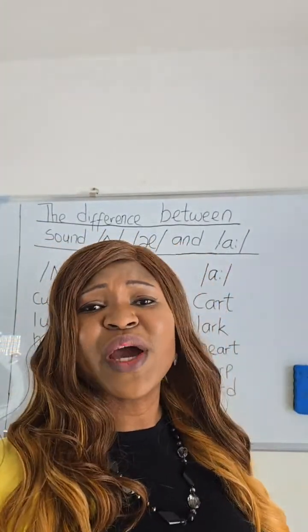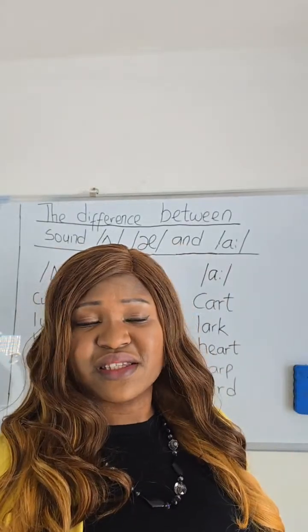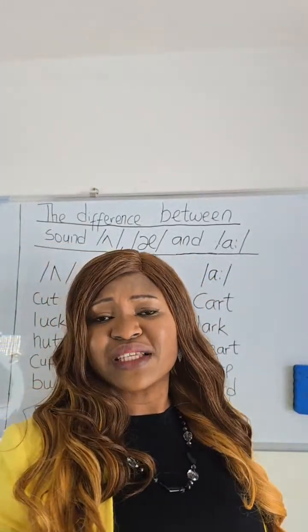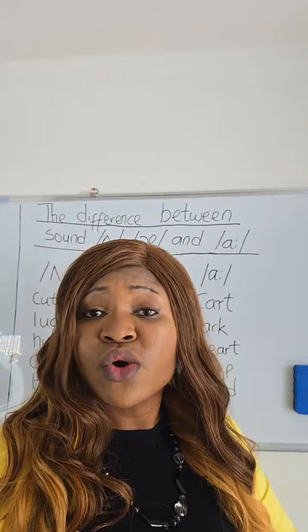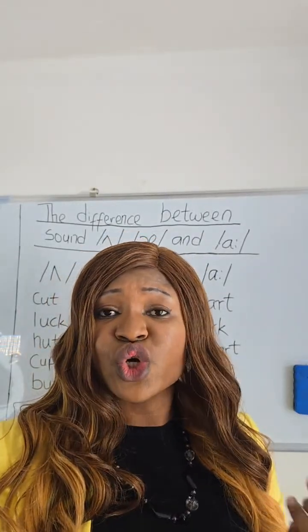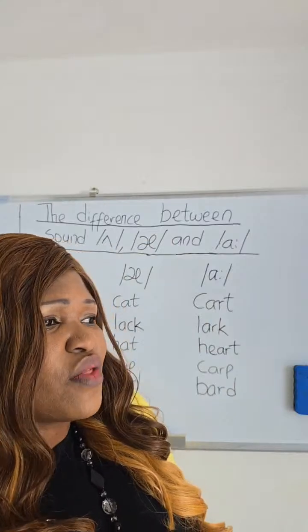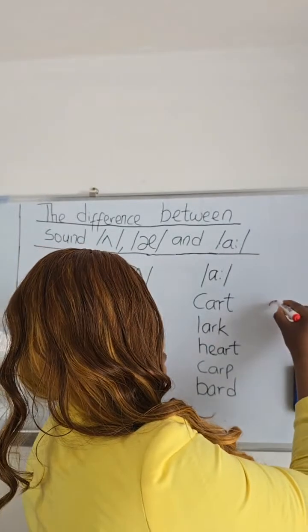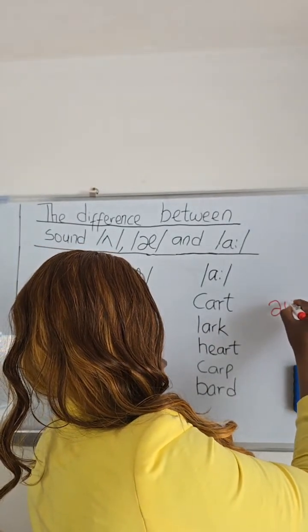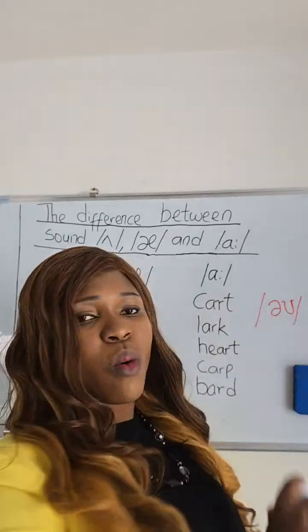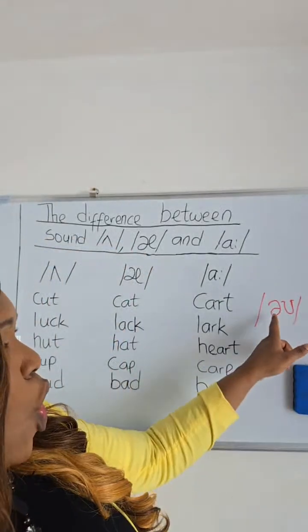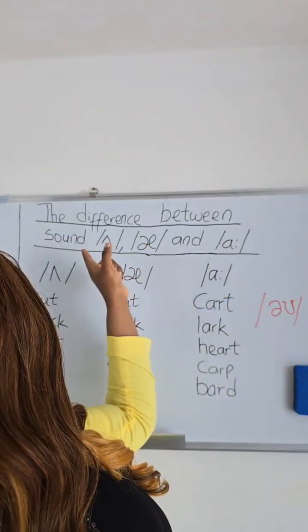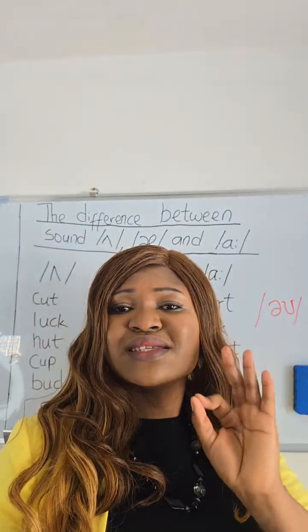Today, we will be looking at the difference between this sound and this sound. Did you know that all three sounds are monophthongs? By that I mean they are produced with one sound, unlike a diphthong that has two sounds. For example, in a diphthong you glide from one sound to another to produce one sound. These sounds are produced with just one sound.